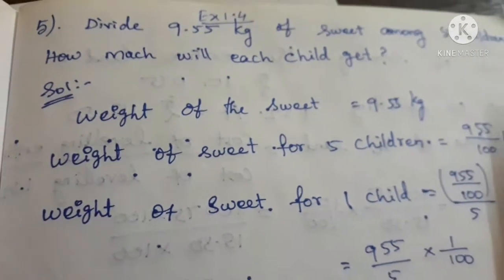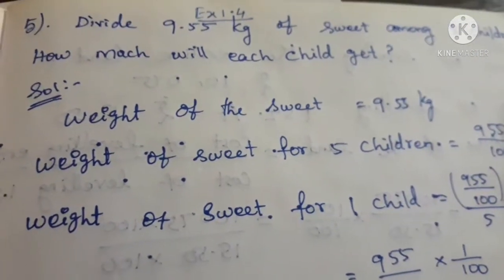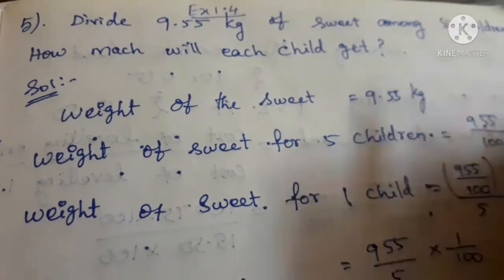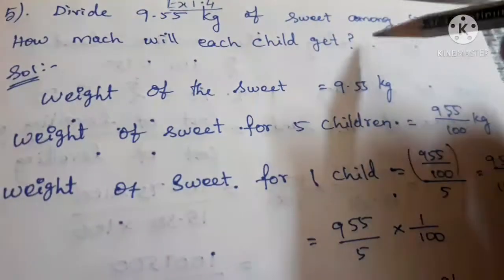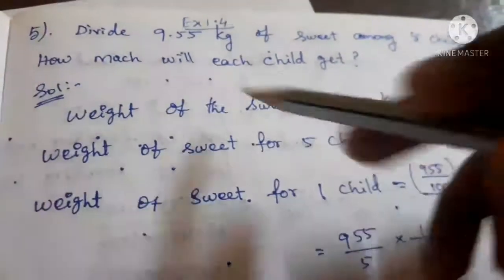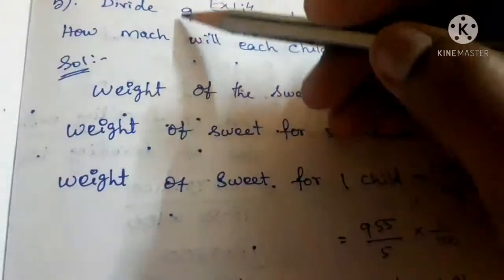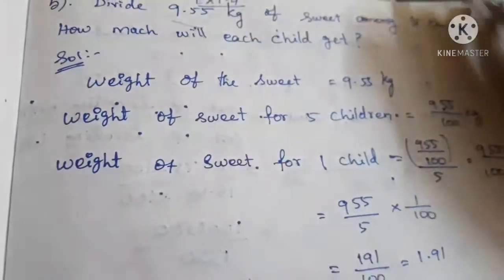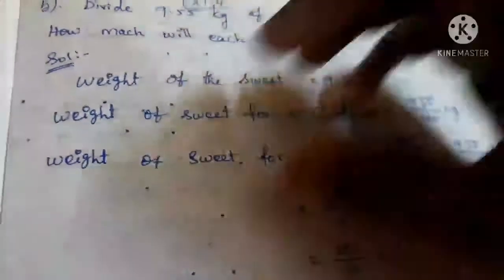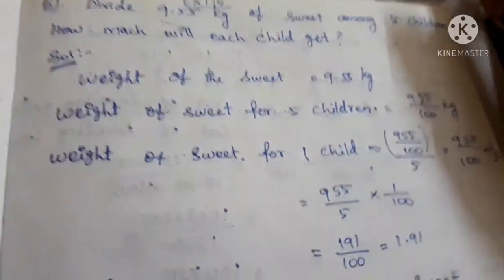Good morning, students. We are continuing our exercise 1.4, fifth question. Divide 9.55 kg of sweet among 5 children. How much will each child get? So, this decimal number we have to divide by 5, to give it equally to the children.